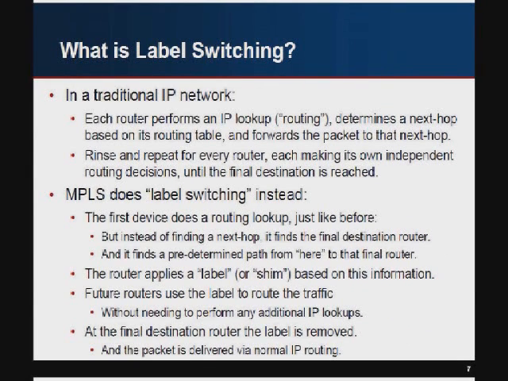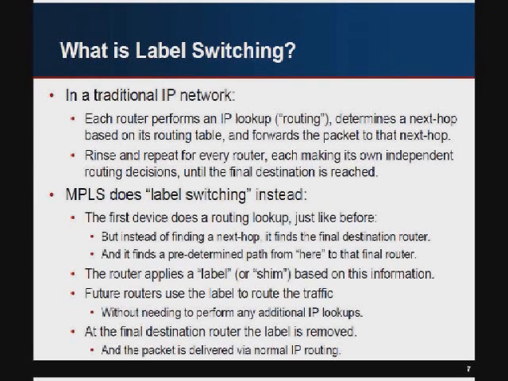In a traditional IP network, each router performs an IP lookup. It's called routing. You look at your routing table, find the next hop, and forward the packet to that next hop. You do that independently, each and every time, for each and every router until the destination is reached. It's like handing a package to UPS, and they look up the destination and figure out how to get it across the world, and then hand it to the person next to them, and that person does the exact same thing over again. You're repeating the same process over and over, doing a full routing lookup.